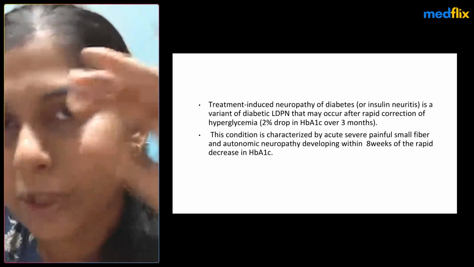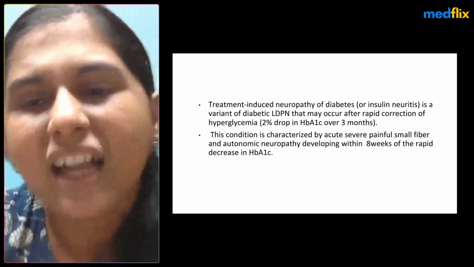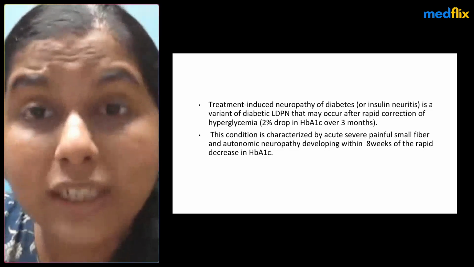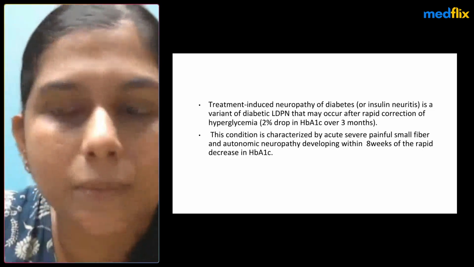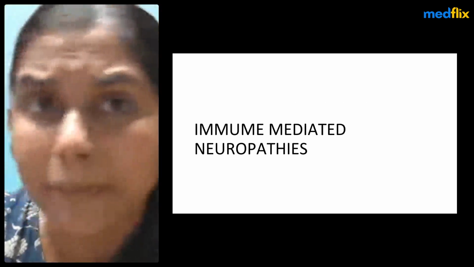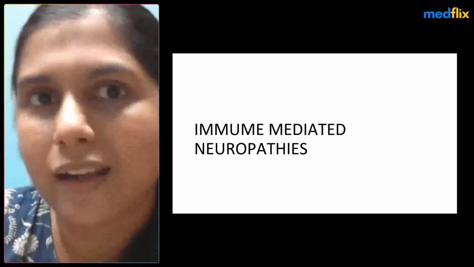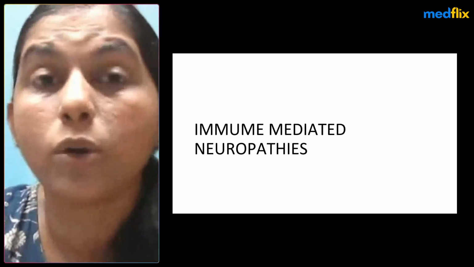They say HbA1c drop of 2% over 3 months, and it's very severe, it is painful, it is small fiber. So we know small fiber is autonomic, so they have autonomic symptoms as well. So this was about diabetic peripheral neuropathy. Now the topic is rarer forms of neuropathy, so I'm not going to go much into it.